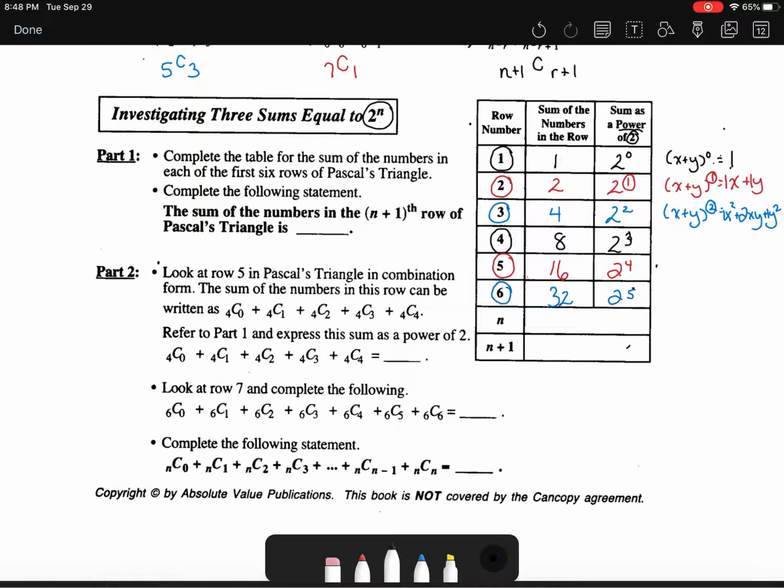And then just as some generic cases, if I have an n, well, it's actually going to be 2 to the exponent of 1 less than the n value. Okay, and the same basically goes for the next one. If it's n plus 1, 1 less than n plus 1 is just n. Okay, so going back up here now, it says the sum of the numbers in the n plus 1 row of Pascal's triangle is actually 2 to the n, 1 less than the row number.